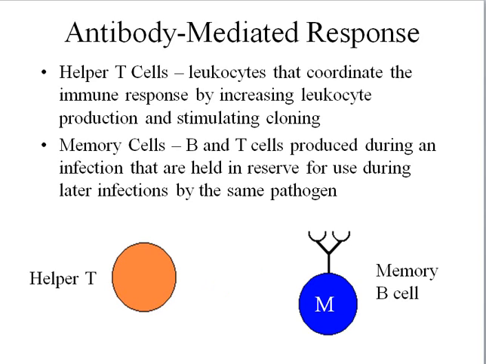Helper T cells are the generals in the immune system army. They produce chemical signals that coordinate the immune response and signal the production of more white blood cells. It is the production of memory cells that provides long-lasting immunity. They are produced during the initial infection but are held in reserve instead of playing an active role in the initial infection. Now let's look at how all these cells work together during the antibody-mediated response.